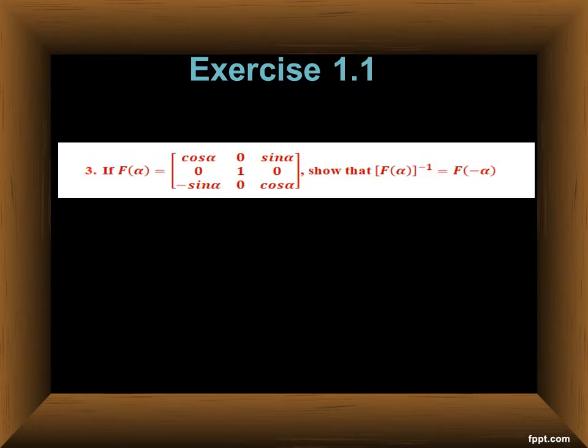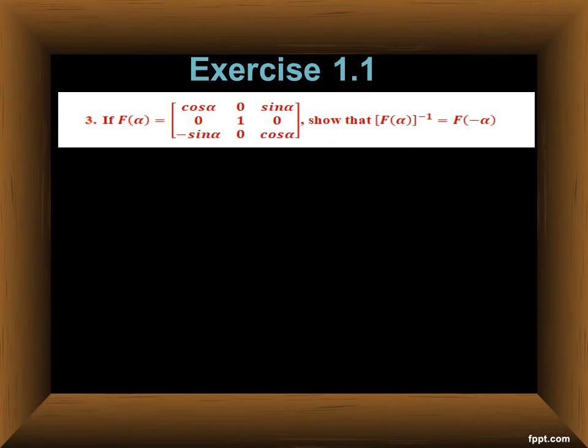Exercise 1.1, question number 3. If f of alpha equals the matrix cos alpha, 0, sin alpha; 0, 1, 0; minus sin alpha, 0, cos alpha, show that f of alpha the whole power minus 1 equals f of minus alpha. We need to prove f of alpha inverse equals f of minus alpha. That is, the inverse of f of alpha equals f of minus alpha.